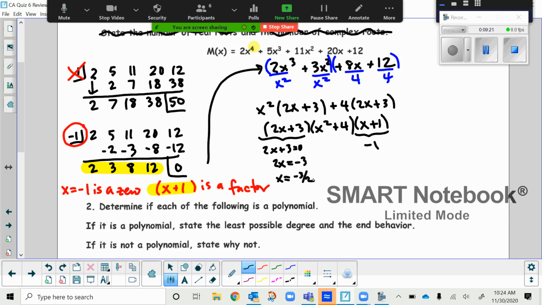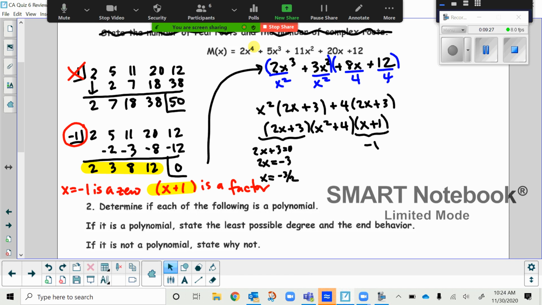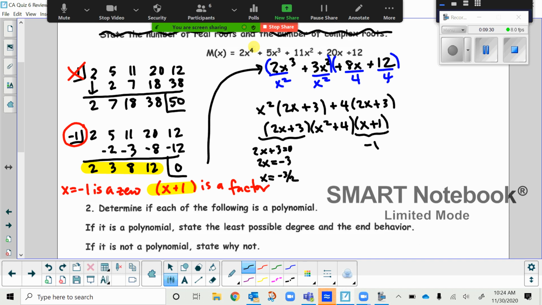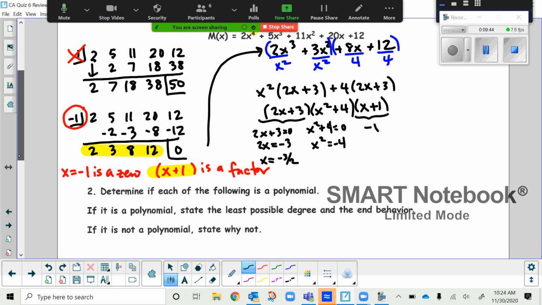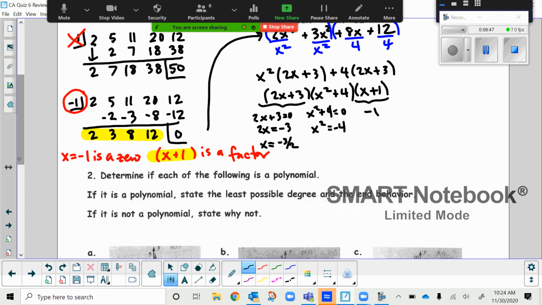And then x squared plus 4, we're going to do the same thing. We're going to set it equal to 0. And then I subtract the 4 from both sides. I get x squared equals -4. And then I square root both sides. And what is the square root of -4? Plus or minus 2i.